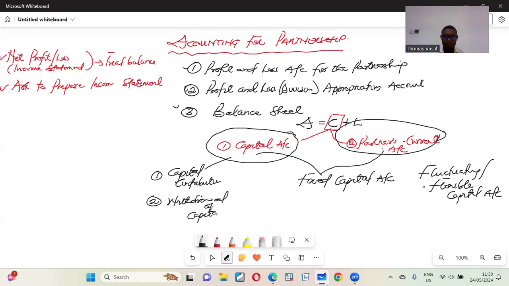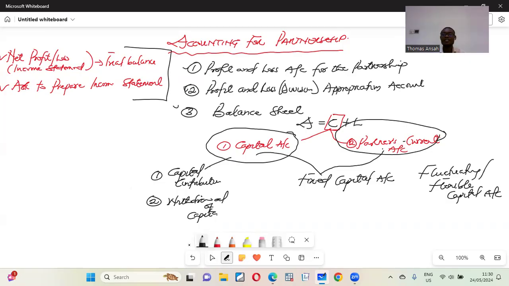But appropriation is something that is new. So let's look at how we present the appropriation. I'm going to present the appropriation to cover two situations: where you are given the net profit in the trial balance, and where you are asked to prepare the income statement yourself. So let's look at the format.